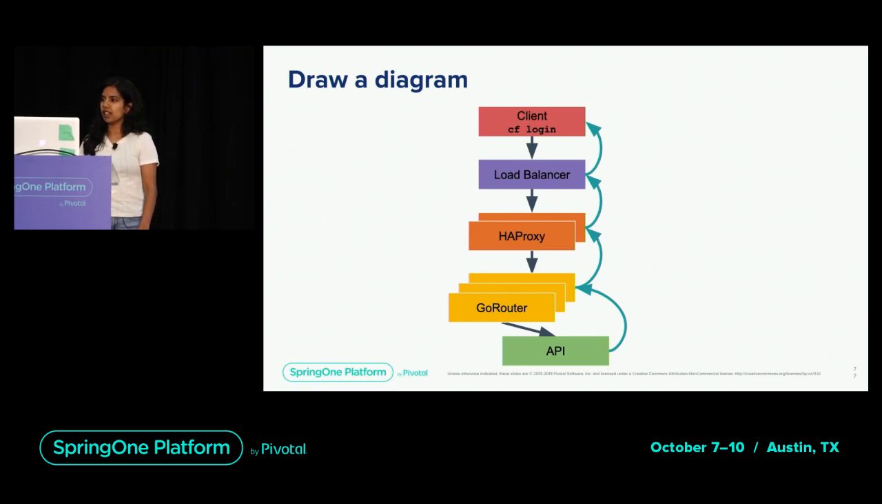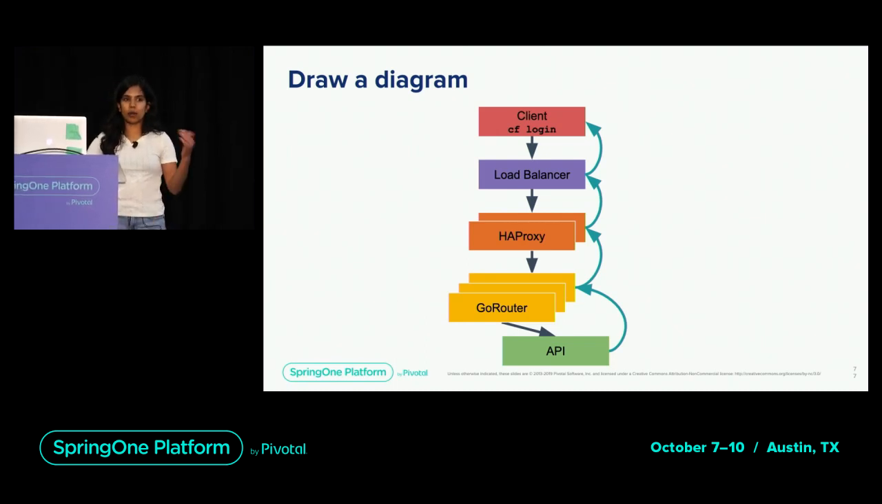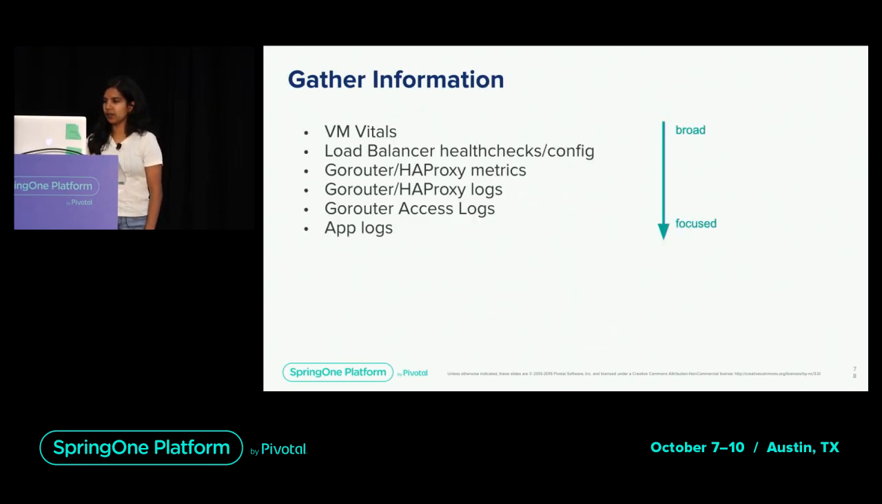So here's a diagram of what the deployment architecture looks like in this case. Requests like cflogin need to travel through the load balancer, through one of the HAProxy instances, through one of the GoRouter instances, until it finally reaches the API. And then the response needs to go back through all of those components to get a response to the client. So now we can start to gather information. We'll start broad and then kind of zoom in as we eliminate possibilities.